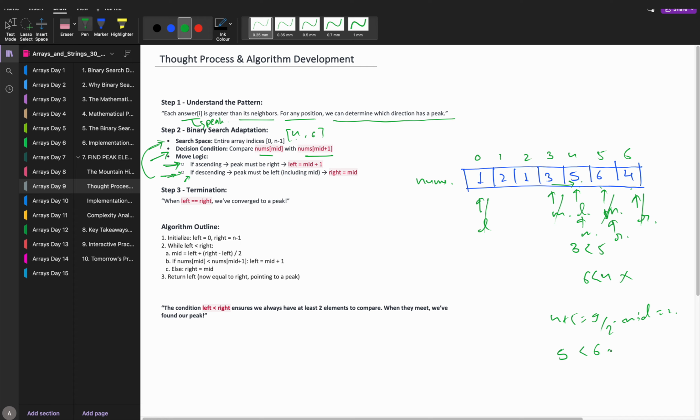5 is less than 6. Yes. So move forward. It is ascending. Move forward means what? Left must be mid plus 1. So left would go where? If my mid was here, mid plus 1. So left will come here.